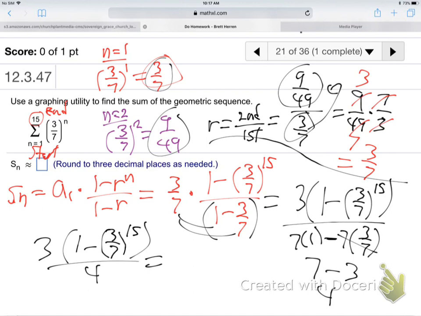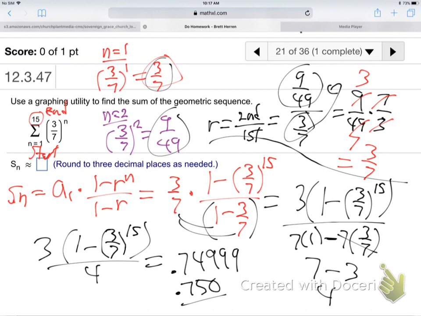So let's do that and see what we get here. You have to be a little careful. You have to put the 3/7 in parentheses. I'm getting 0.749999999. They want 3 places, so 0.750, rounded to 3 places.